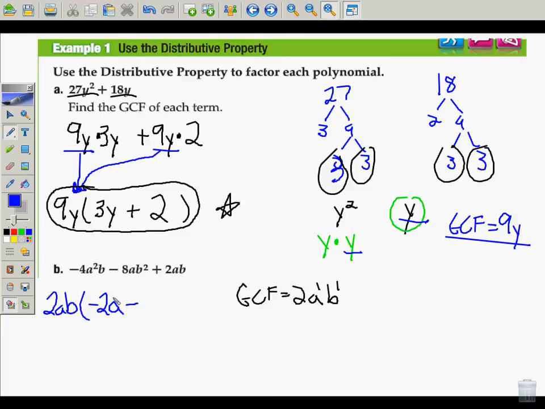Plus, 2ab times what would give me 2ab? Hopefully this one's pretty easy, and you can see that 2ab times 1 would give me 2ab, and there's my answer. You get 2ab times the quantity of negative 2a minus 4b plus 1. And notice, if I were to actually go through and distribute this, I would get what I started with.